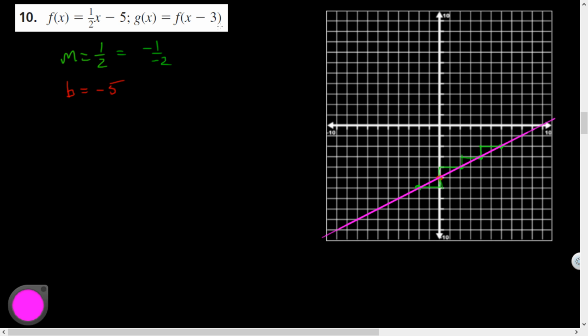Now this is tricky. This is f of x minus 3. But minus 3 is happening to the x before it gets plugged in to the function. So I'm subtracting 3 from the inputs.